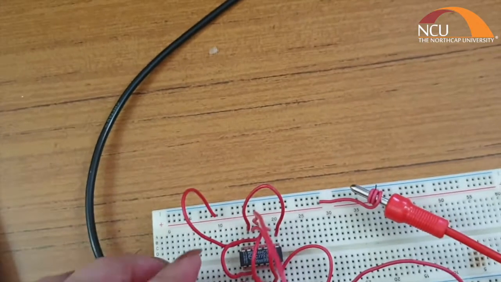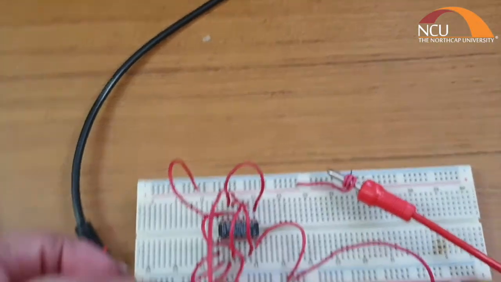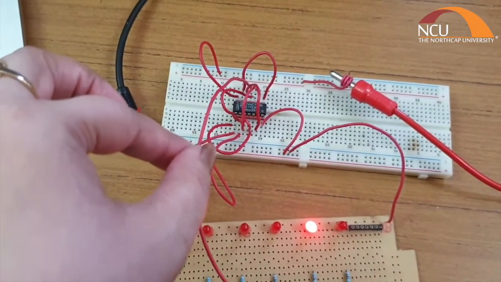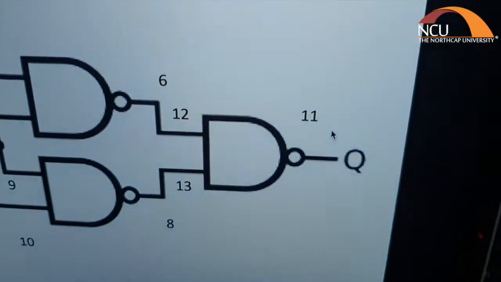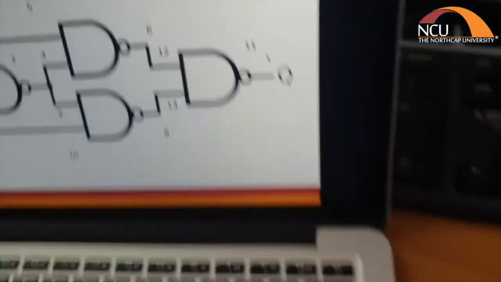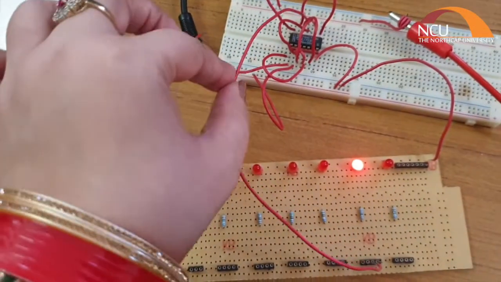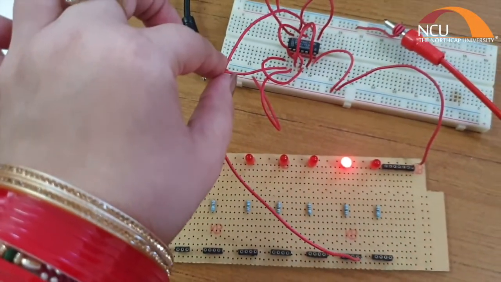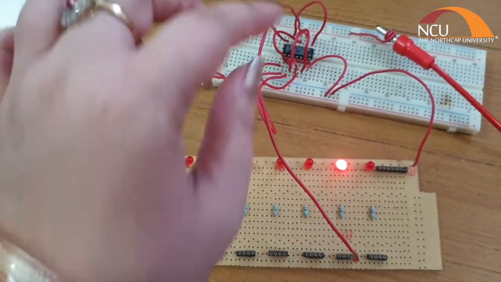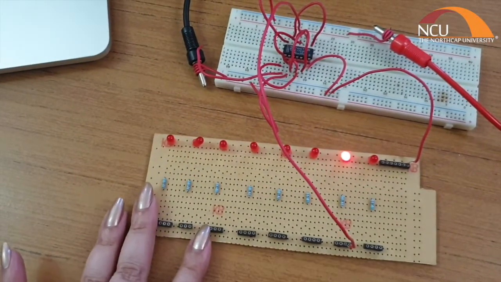So finally we are getting the output from pin number 11. You can see here 11 is the output. So this is my output which I have connected to the display board. So finally I am getting the output for the XOR gate.